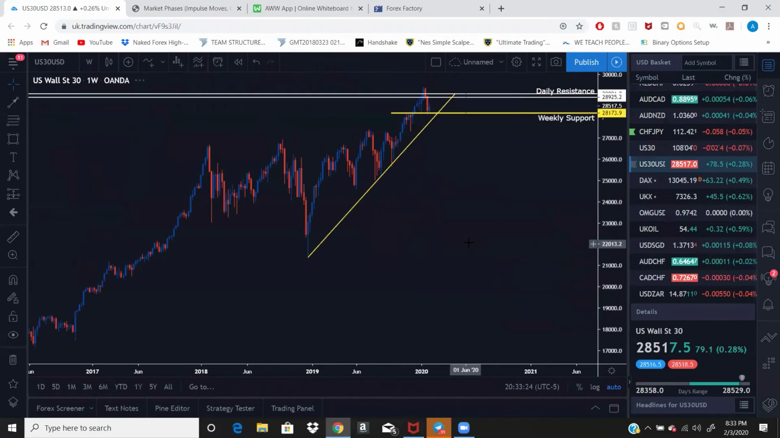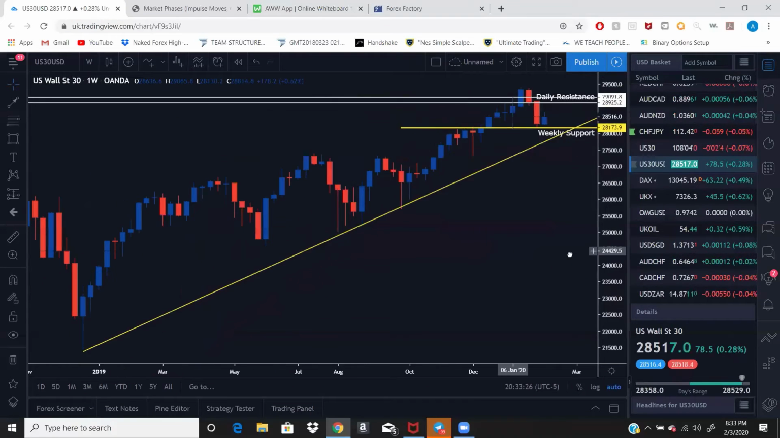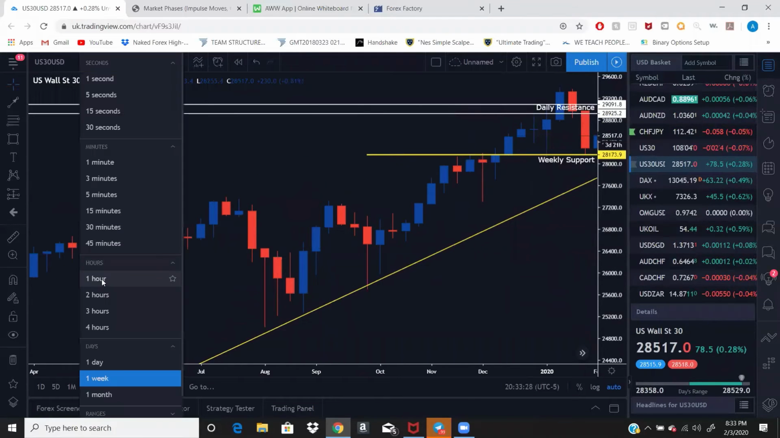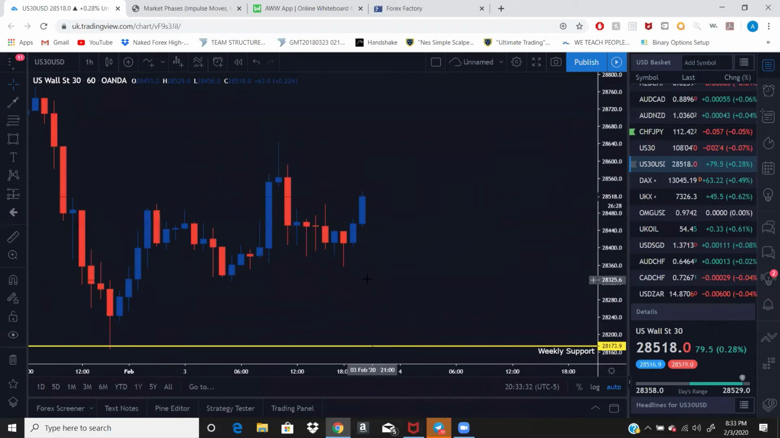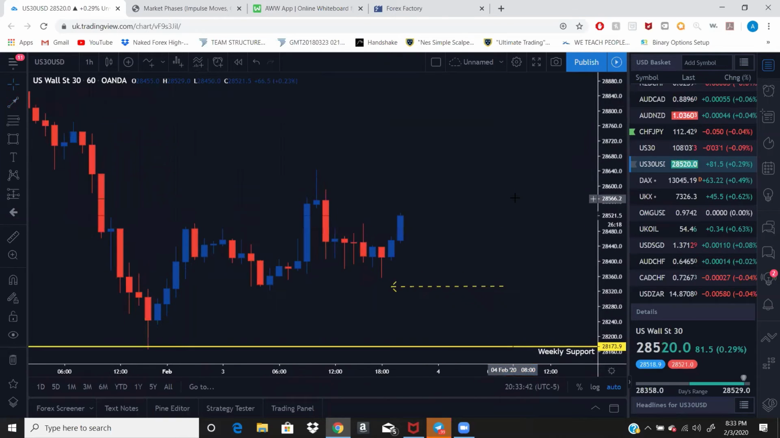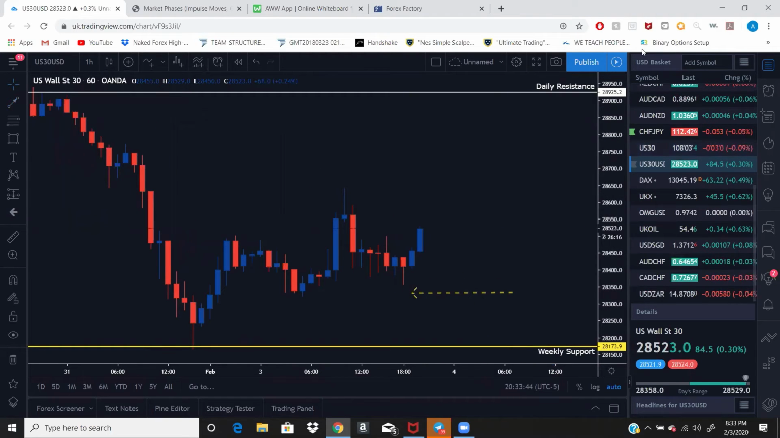US 30, just real quick. So if you enter now, you see it's already going back up. I would put it underneath this low on the 1 hour. That's what I would do if I was entering it. But it's headed back up, and I'm pretty sure about that.